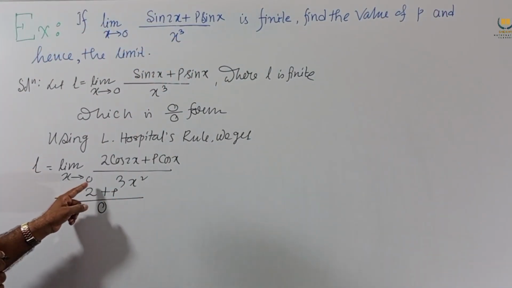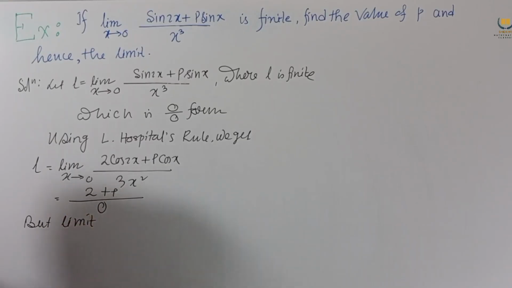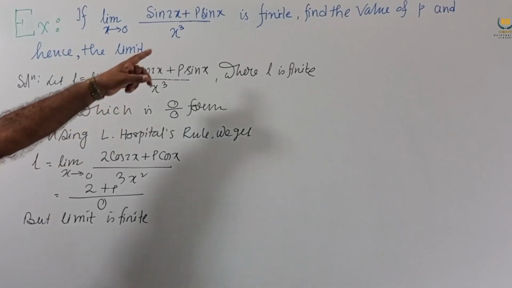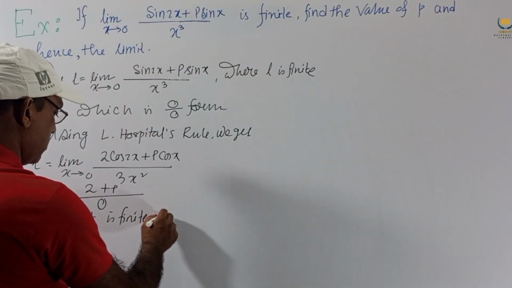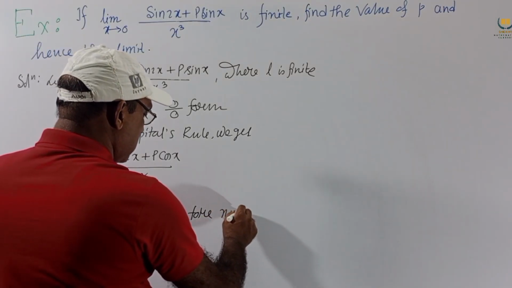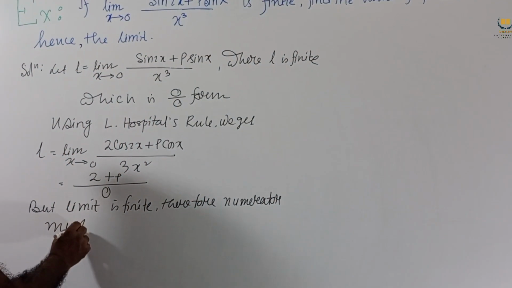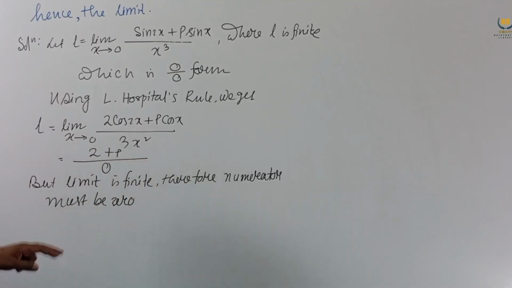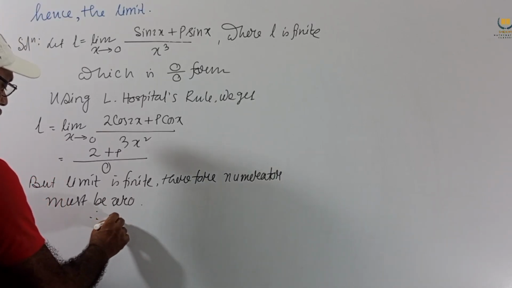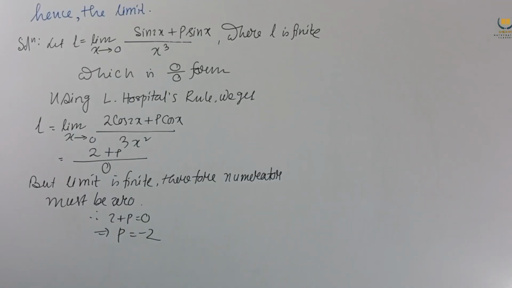But the limit is finite. That means this will be finite only if the numerator equals 0. Originally, initially given, this limit is finite, therefore the numerator must be zero. So limit finite means numerator must be zero. Hence 2 plus p equal to 0, and we get p equal to minus 2.